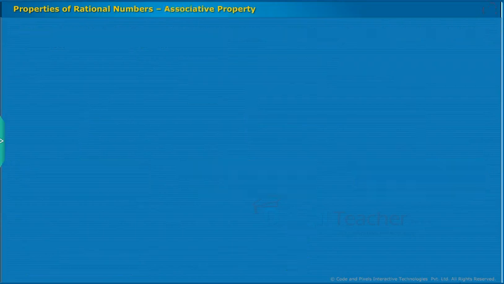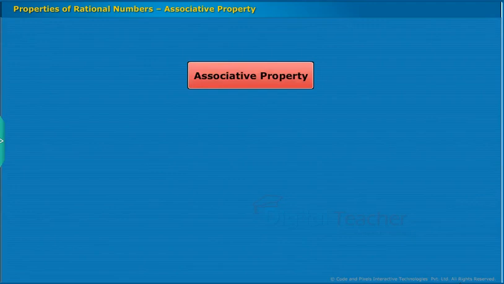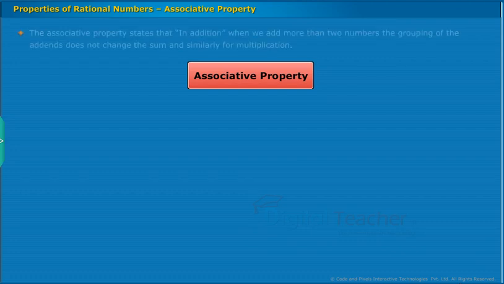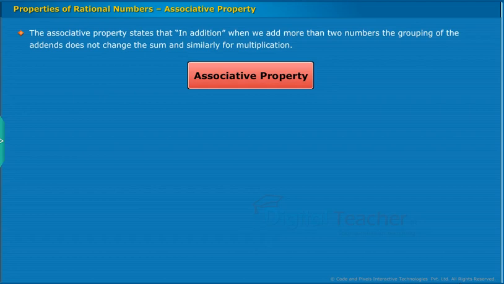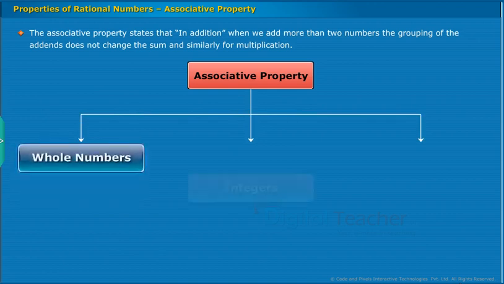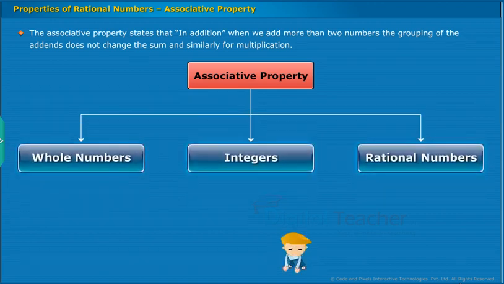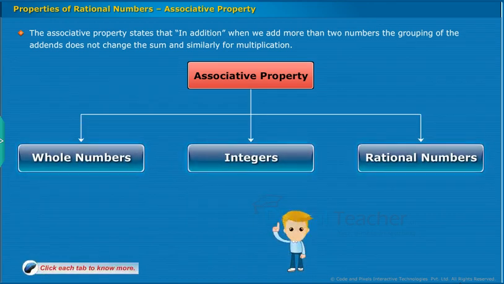Now, let us learn in detail about the associative property along with the operations under whole numbers, integers, and rational numbers. The associative property states that, in addition, when we add more than two numbers, the grouping of the addends does not change the sum, and similarly for multiplication. Click each tab to know more.